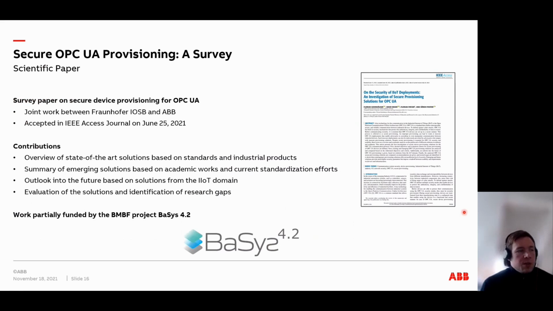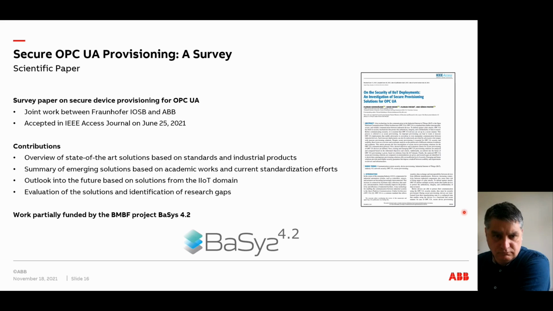What I've shown in this presentation is also part of the survey paper that we recently published. Also, the table shown on the last slide comes from that paper. So when you want to know all the details, you can look into the paper. It's called On the Security of IoT Deployments, an Investigation of Secure Provisioning Solutions for OPC. It has been published in IEEE Access Journal, which means that it's freely available for everyone.